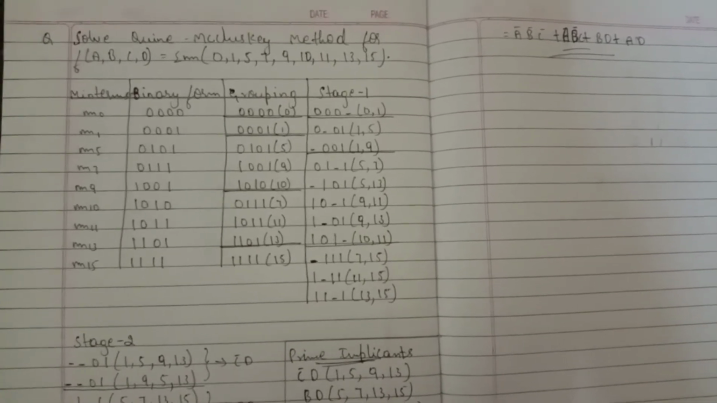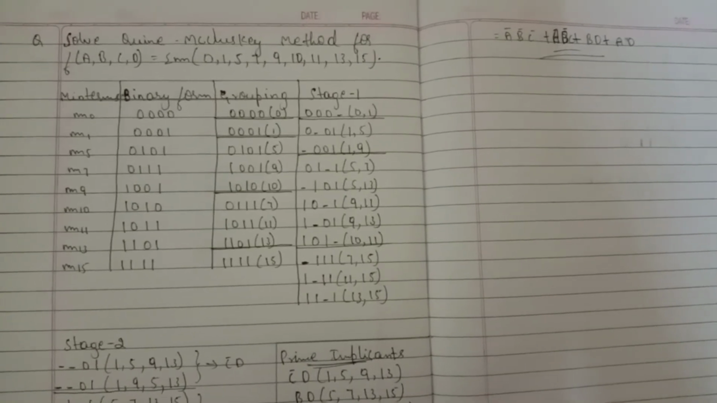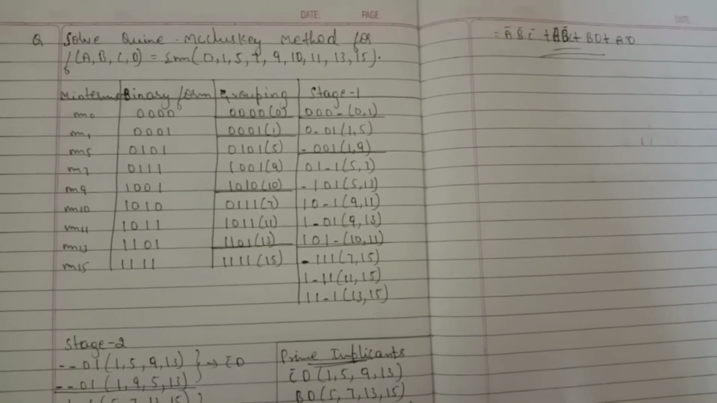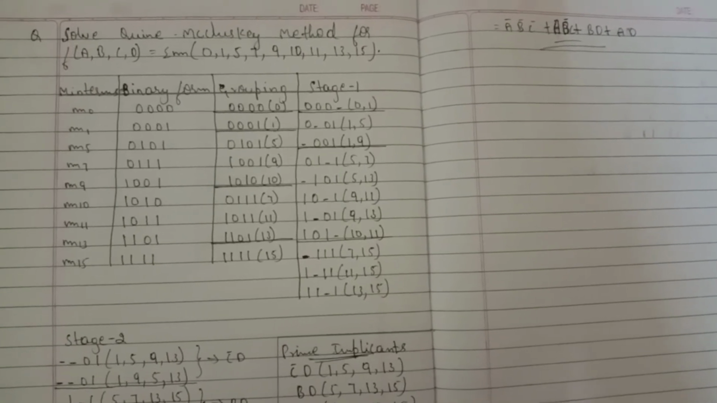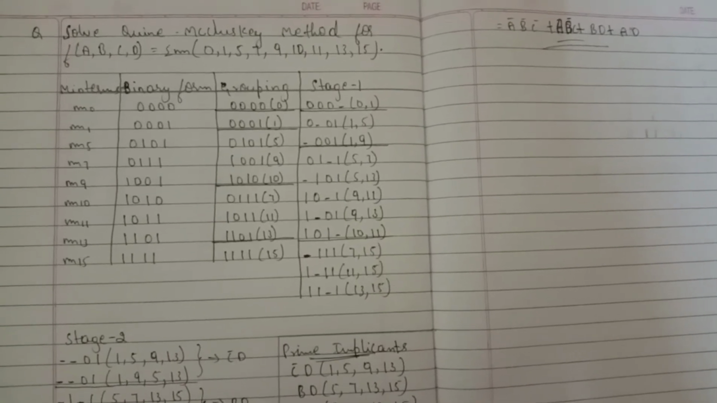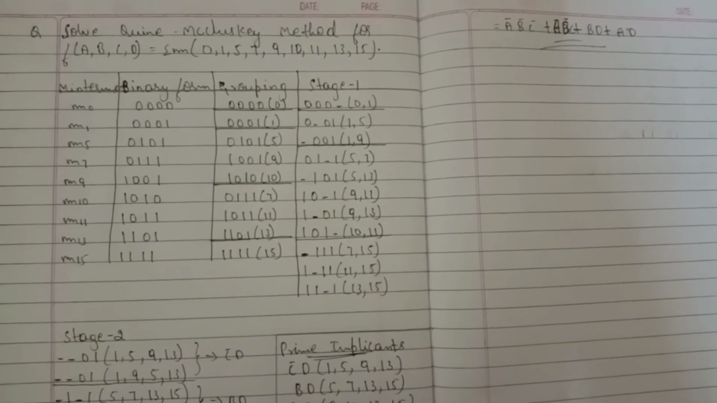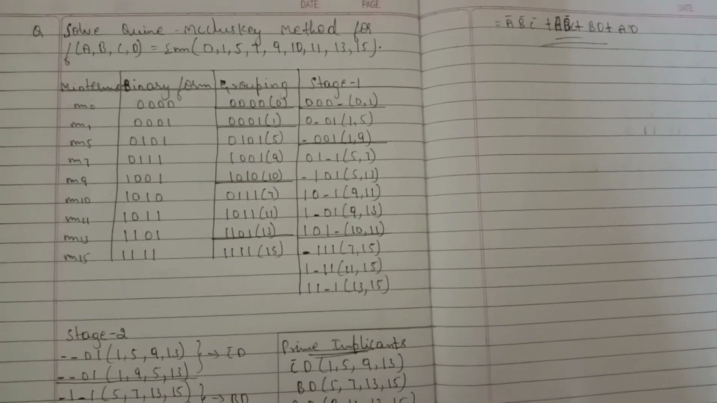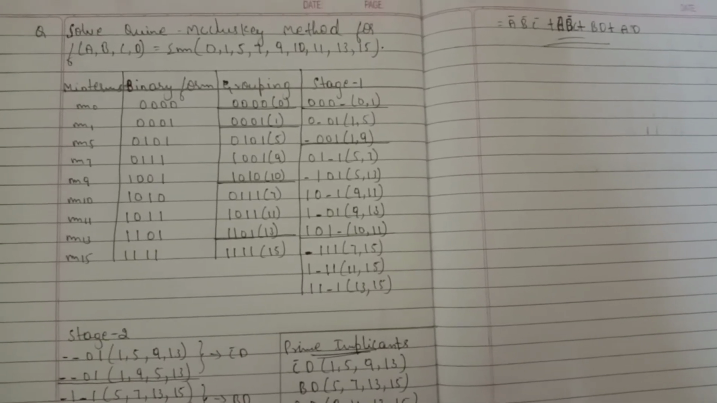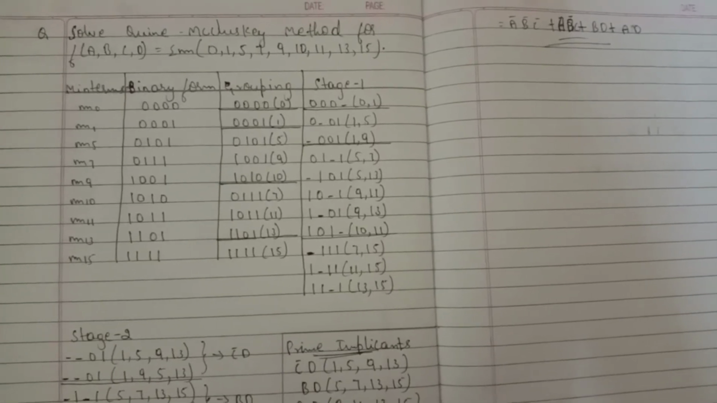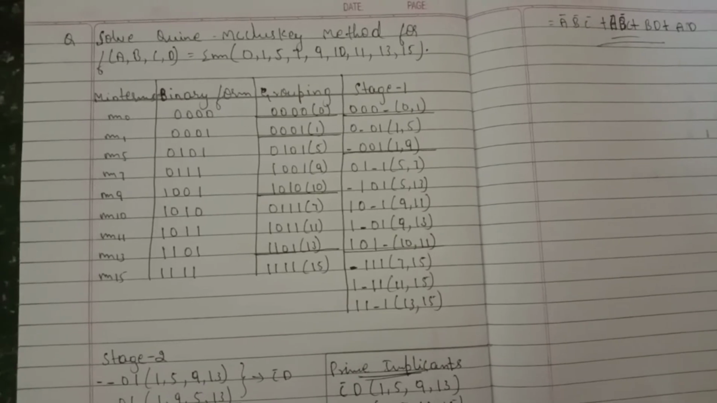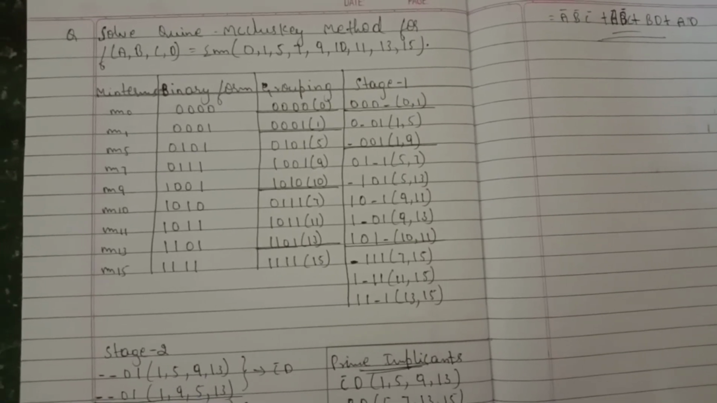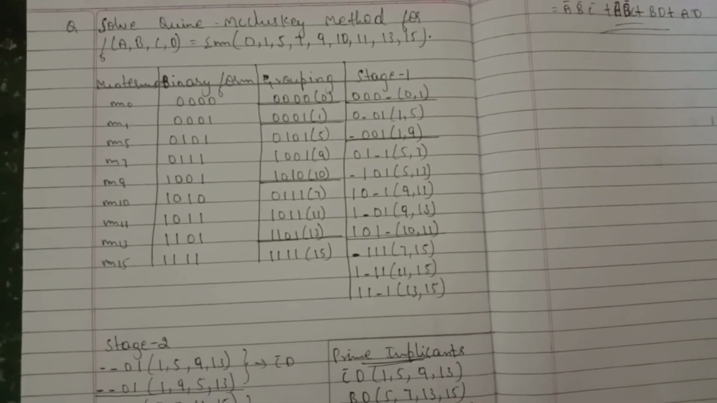Then we should group. First we should group the number of ones as zero, and then we should group for ones. Then we should group for 2. Then we should group for 3 and 4. Then for stage 1, group the first with second, second with third, third with fourth, fourth with fifth.